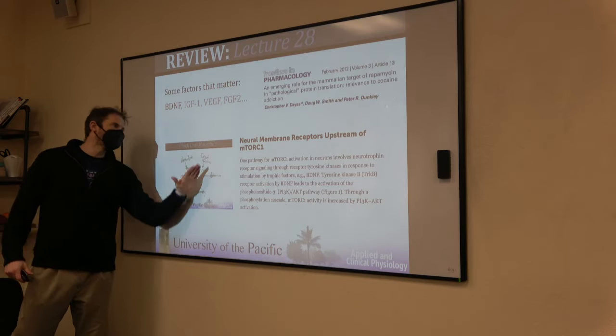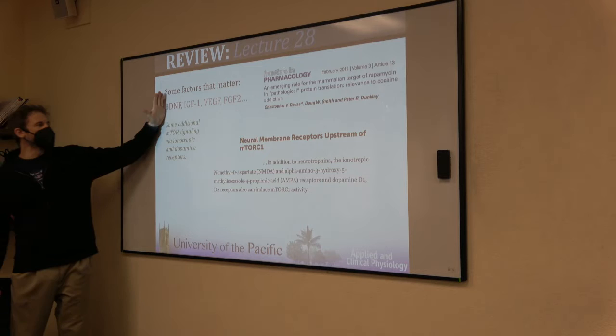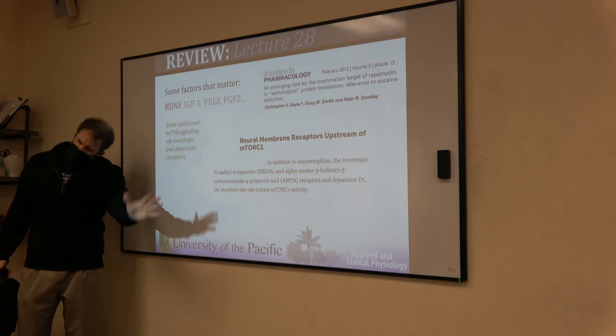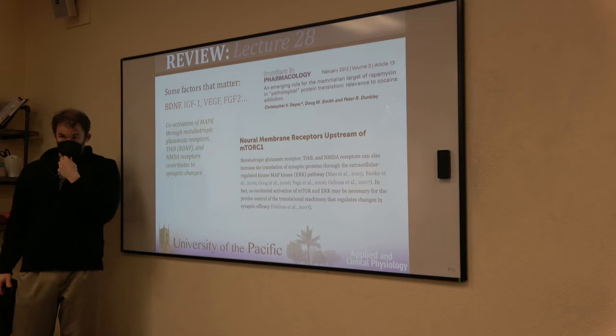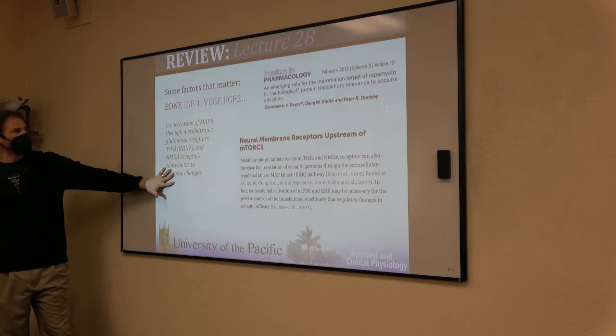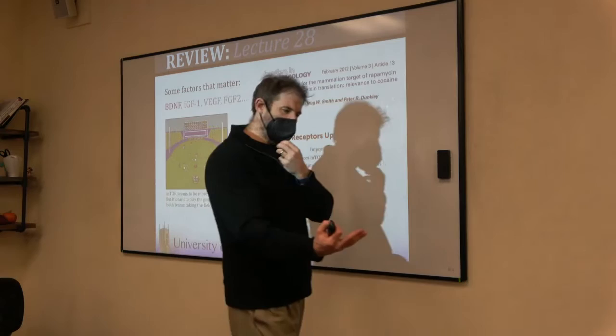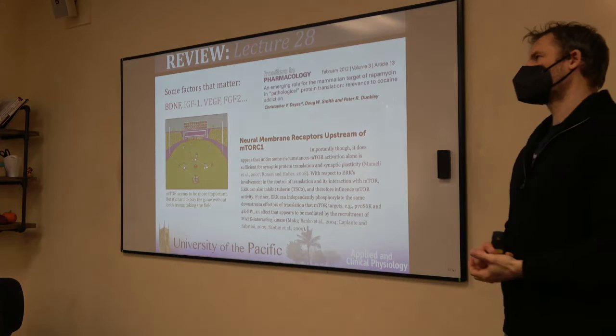And again, mTOR signaling, BDNF does a lot of that. You do get some additional mTOR signaling through things like dopamine receptors, a little bit through some ionotropic receptors, co-activation of MAPK, ERK, RSK, MAPK signaling, a little bit of co-activation. But remember that PI3K, PKB, mTOR, that signaling cascade tends to be the most pronounced path, the most heavily trafficked path.